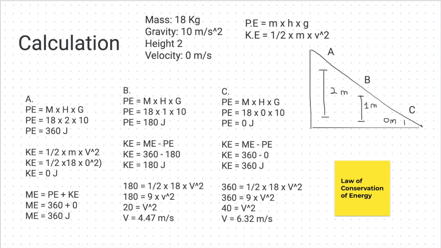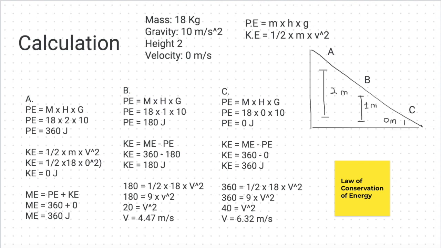And next for position C, to find the potential energy, we have to multiply mass, height, and gravity, which is 18 times 0 and then times 10 equals 0 joules. And to find the kinetic energy, also the same as position B, we subtract the potential energy from the mechanical energy. 360 joules minus 0 joules equals 360 joules.